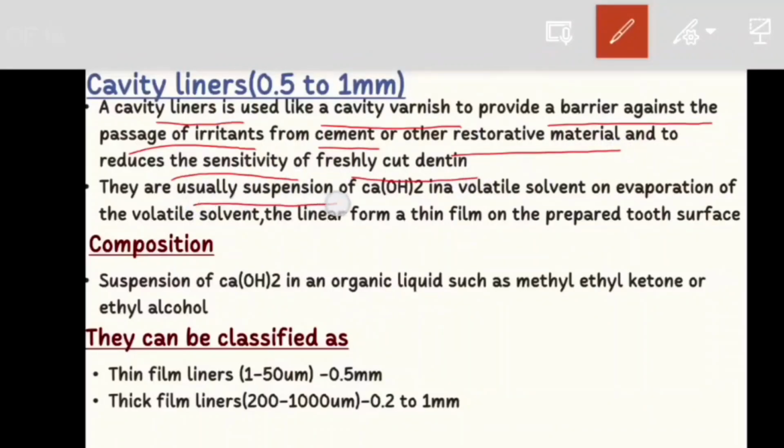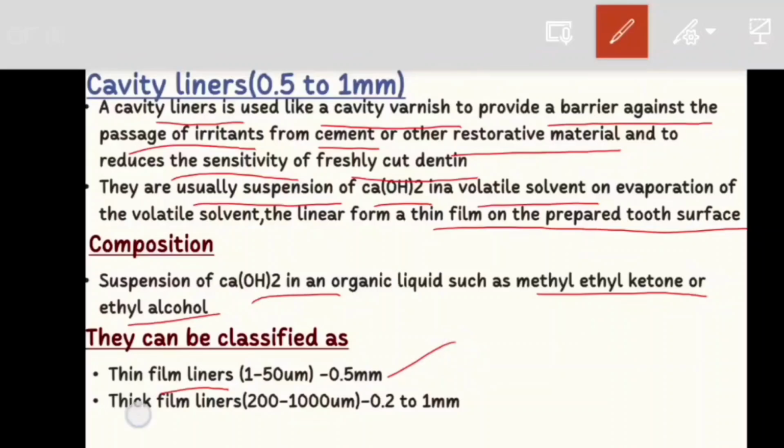They are usually a suspension of calcium hydroxide in a volatile solvent. On evaporation of the volatile solvent, the liner forms a thin film on the prepared tooth surface. So, what is the composition? It is a suspension of calcium hydroxide in a volatile solvent such as methyl ethyl ketone or ethyl alcohol. They can be classified as thin film liner, where it is 0.5 mm, and thick film liner, where it is 0.2 to 1 mm.